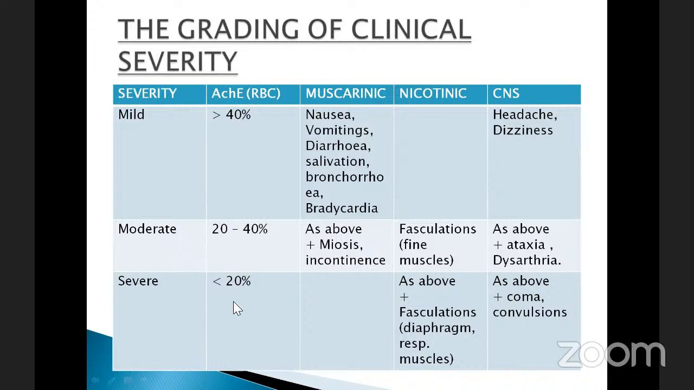less than 20%. In less than 20%, there is more nicotinic effect, along with fine muscle fasciculations, and the diaphragm and respiratory muscles are also involved. And in the CNS, along with headache, dizziness, ataxia, and dysarthria, coma and convulsions can also be seen.